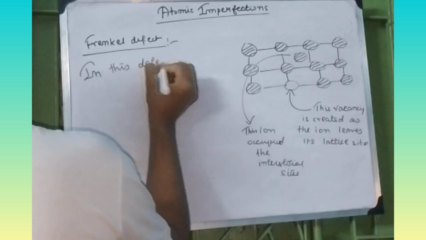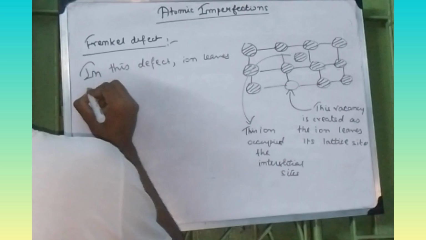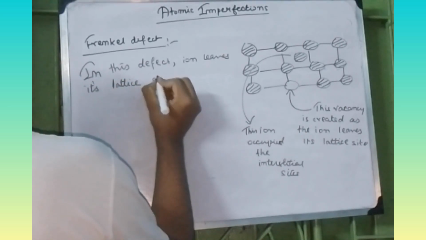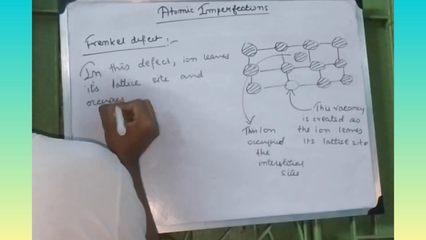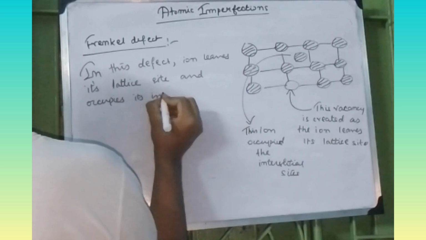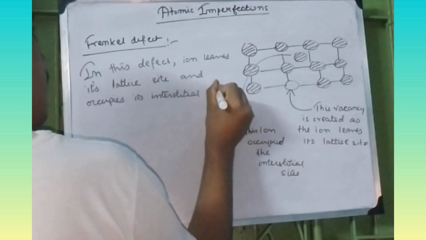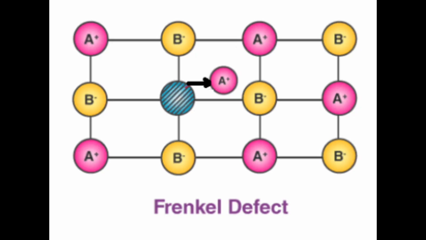Basically, we can say that in this defect, an ion leaves its lattice site and occupies the intermolecular spaces between the atoms to form this Frenkel defect. To understand it more clearly, please look at this example.